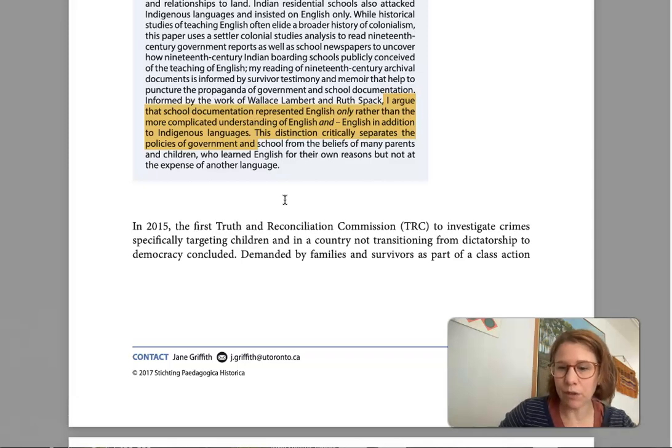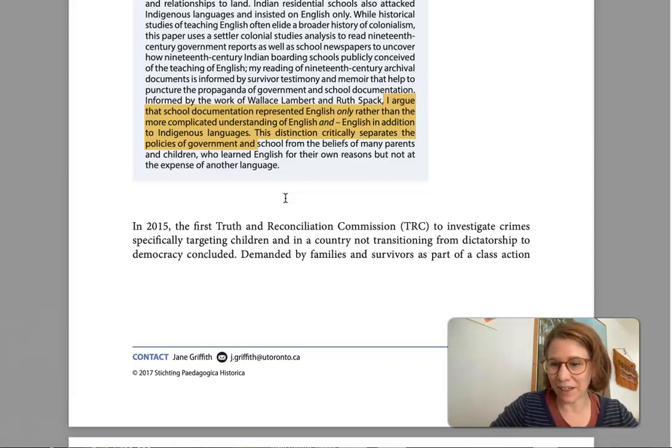If you think about when you are learning another language, you don't want to lose your original language. You just want to gain another language and become multilingual or bilingual. So if you speak English as your main language and you learn French, you're not losing your English, you're just gaining another language.